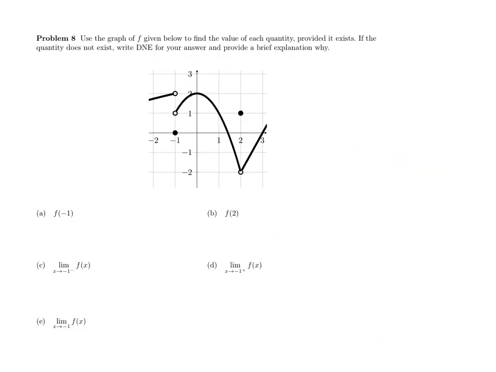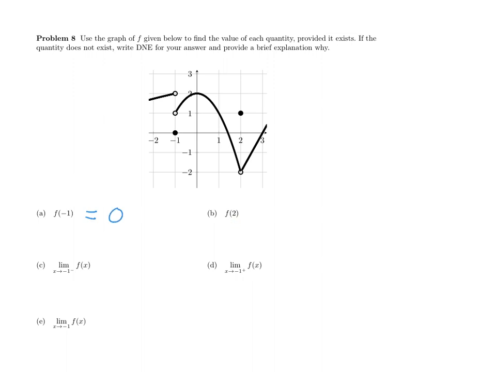In problem 8, we'd like to use this graph to evaluate a few functions and limits. And we'll also explain when they do not exist if that happens. So to start with, I want to figure out the value of the function at negative 1. This is not a limit, but this is asking at negative 1, what is the value of the function itself? That's going to be this closed circle here, which is at y is equal to 0. So this first one's simply 0.